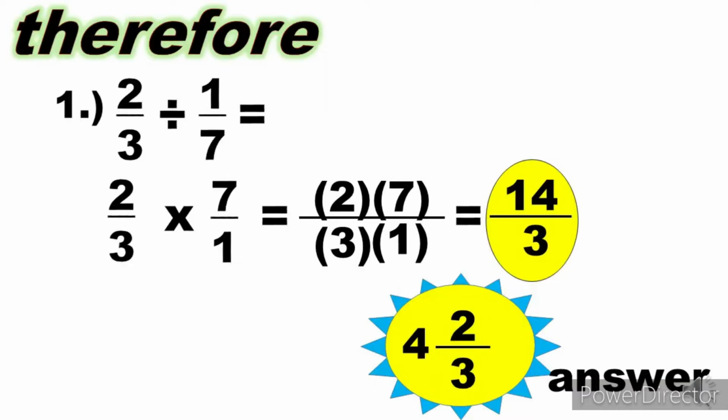Okay, again, recall lang natin yung solution natin. 2/3 divided by 1/7, ang gagawin natin, kokopyahin lang natin yung dividend, which is 2/3, then yung divide papalitan ng times, and then yung reciprocal ng divisor is 7/1. And then, i-multiply lang natin yung dalawang fractions, numerator sa numerator, denominator sa denominator. So, 2 times 7 is 14, 3 times 1 is 3. And then, 14 divided by 3, gagawin nating mixed number. So, it becomes 4 and 2/3.